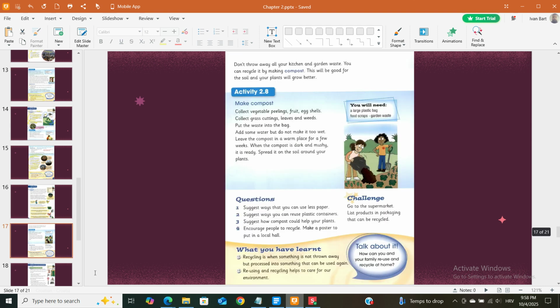You can recycle it by making compost. This will be good for the soil and your plants will grow better. Activity 2.8. Make compost. Collect vegetable peelings, fruit, eggshells. Collect grass cuttings, leaves and weeds.